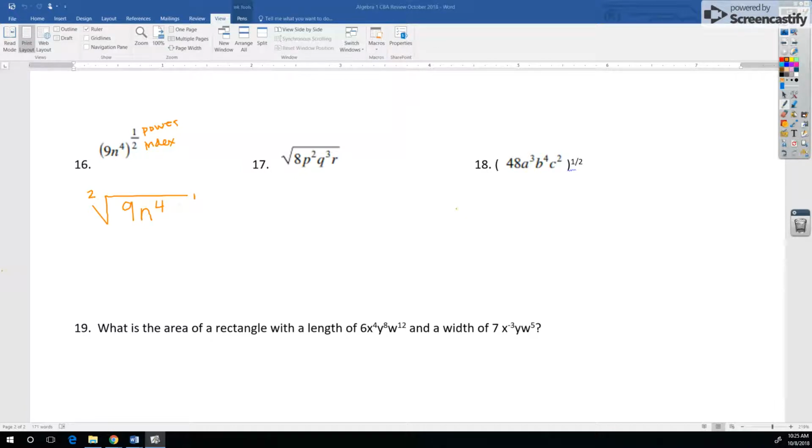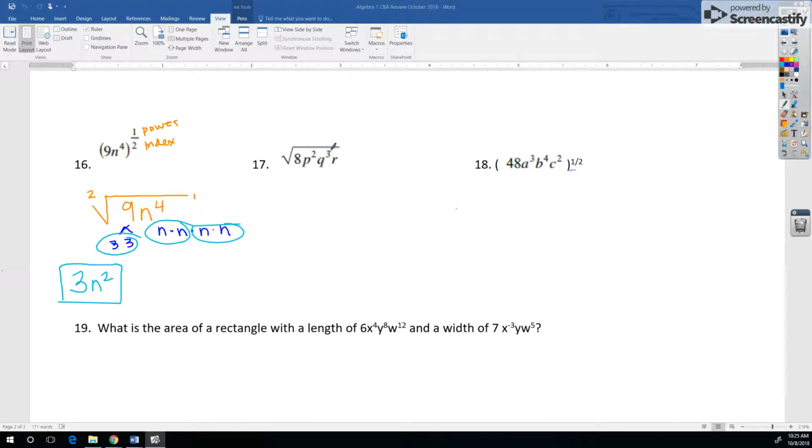Okay, so what we're doing is we are looking for groups of 2. So we all know that 9 is 3 times 3. And we all know that n to the 4th is n times n times n times n. So I have a group of 3s. I have a group of n's and another group of n's. So 2 groups of n. That's everything. So there's nothing left underneath my square root.